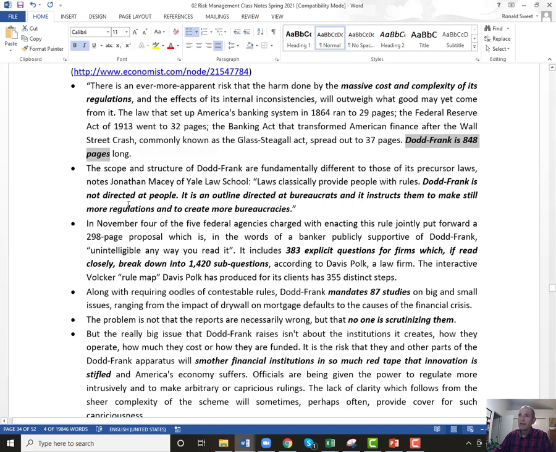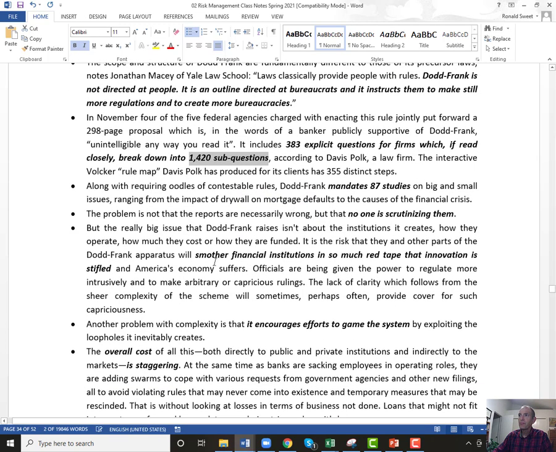But Dodd-Frank is not directed at people. It's not even actually a law. It's directed at bureaucrats and instructs them to create rules and regulations. There are 383 explicit questions firms would have to answer. If you break it down, there are 1,420 subsections. It mandates 87 studies. The problem is that all these reports and data are created, and no one's really scrutinizing them.